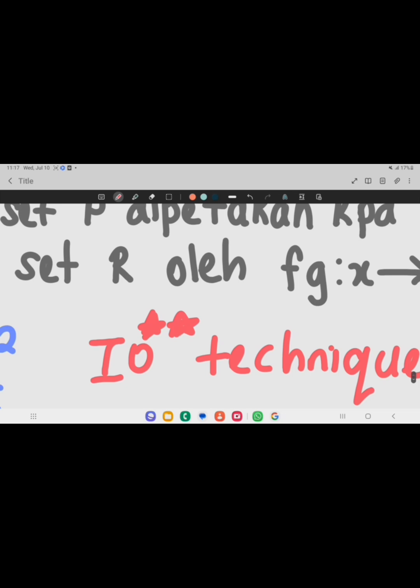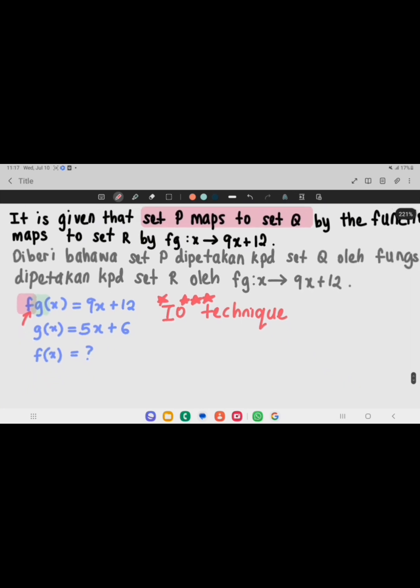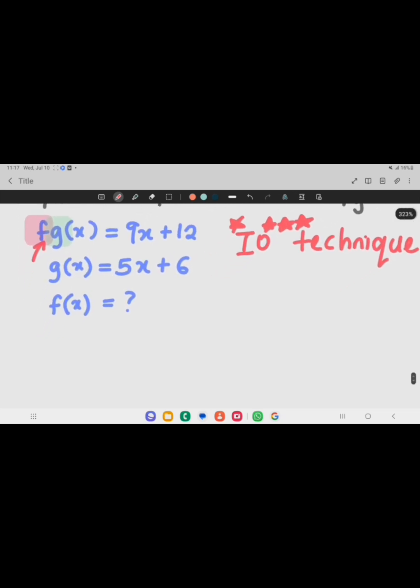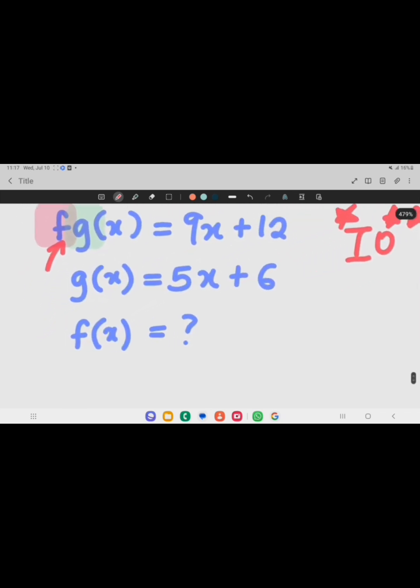So the outside technique, I'll give you 3 stars, but the inside technique only 1 star because it's very easy. The outside technique is also very easy, but you have to use the inverse function method. So it's not hard, but you have to use the inverse function method. Okay.